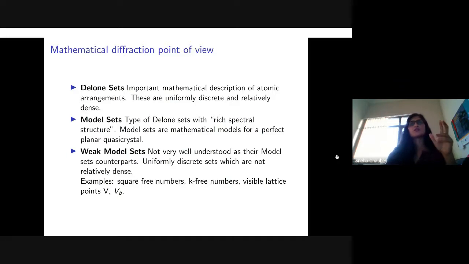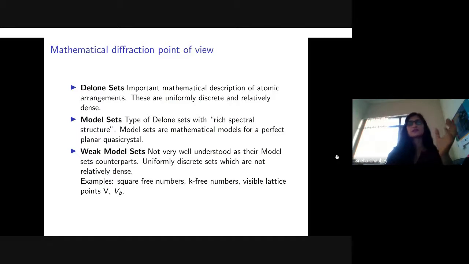There is this notion of Delone sets, which are a mathematical description of atomic arrangements. In crystallography, for example, you want to give mathematical models to various atomic arrangements, and there you come across these Delone sets, which are uniformly discrete and relatively dense. Now, model sets are some special types of Delone sets, and they have rich spectral structure, and they in fact model quasicrystals.